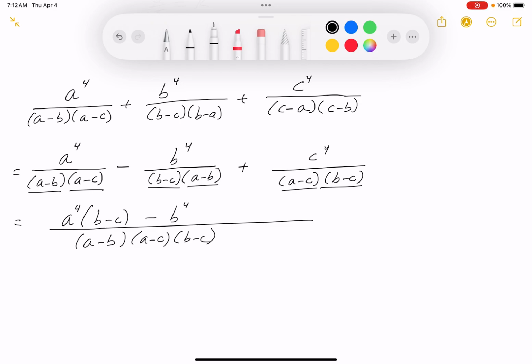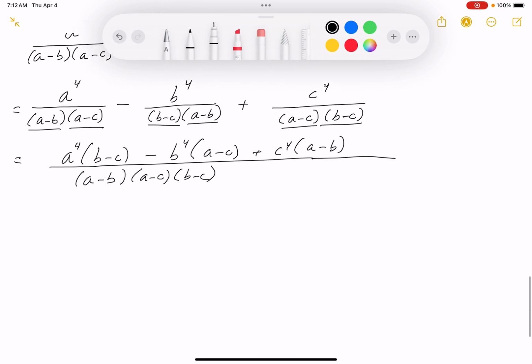Minus B^4. And then what do you get? Well, I've got B minus C, A minus B, so I'm missing A minus C. Plus C^4. What's missing there? Well, I've got the A minus C, the B minus C, so I'm missing A minus B. Right. This is where I'm going to say it's as simple as I think I can get it. And then I'm hoping that there's going to be a reduction in the problem.